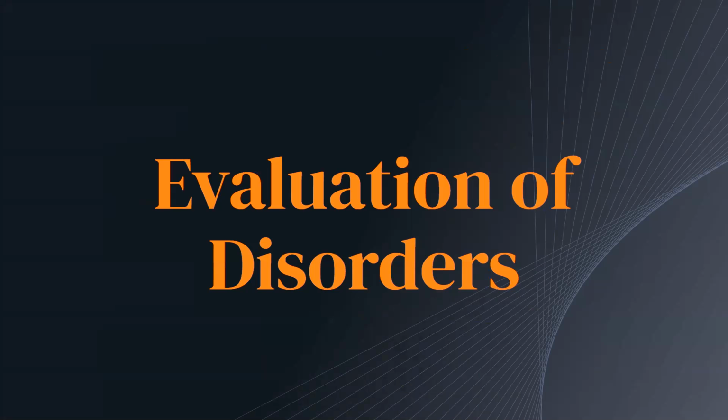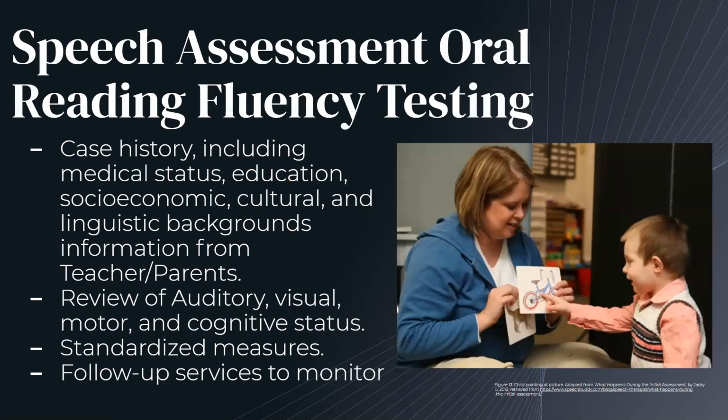All right, so now we're going to go over the evaluations of the disorders in terms of the assessment. The speech assessment is categorized as an oral reading fluency testing, and it is determined heavily by case history, including medical status, education, socioeconomic, cultural, and linguistic backgrounds, and information from teachers and parents. It requires a review of auditory, visual, motor, or cognitive status. And then they go about determining whether the child needs standardized measures and follow-up services to monitor progression or decline.